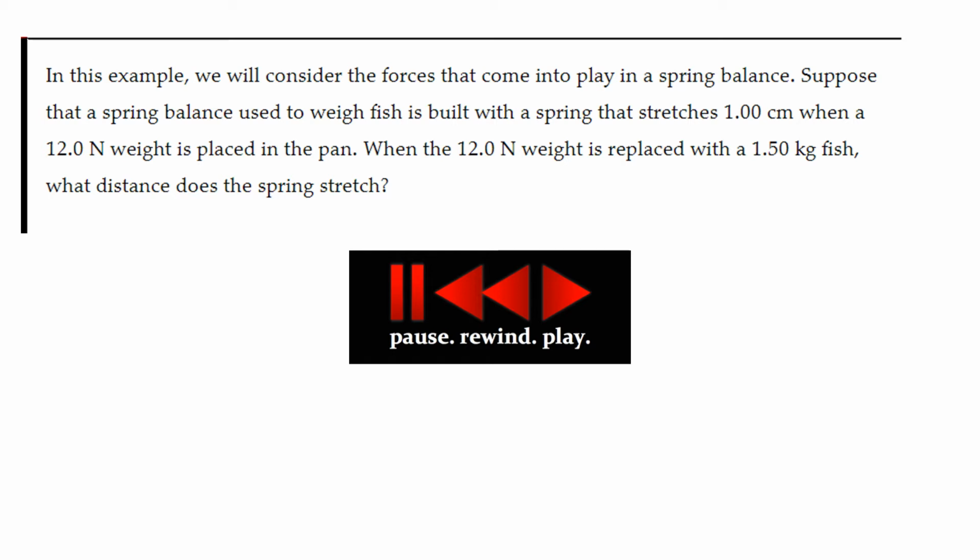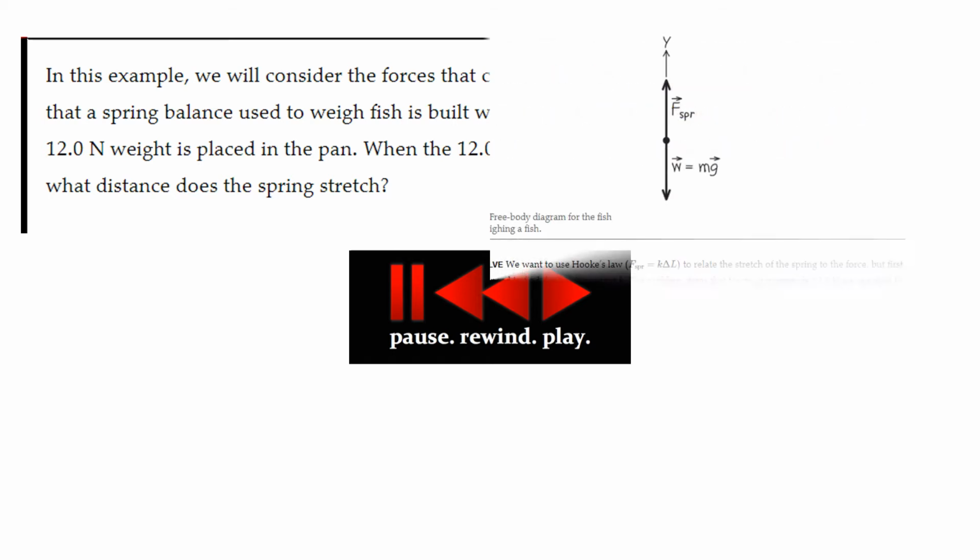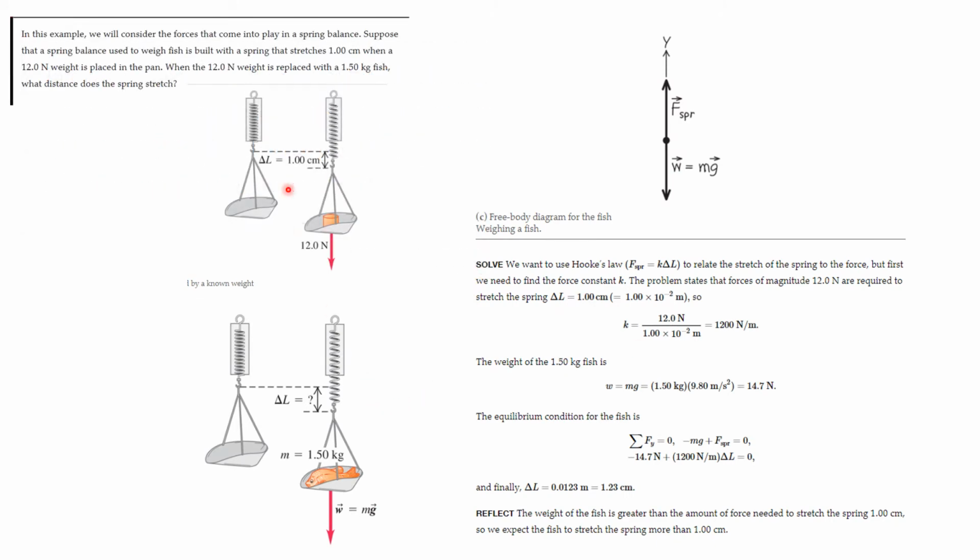Let's see how you did. You could draw pictures. So this was the calibration of the spring. It goes 1 centimeter when that is 12 newtons. But now we're asking how much does it stretch from the equilibrium, and the equilibrium is just when you have the empty pan. When you put a 1.5 kilogram fish there, going down with this fish you have a force that is the force of weight, and that is m, the mass of the fish, which is 1.5 kilograms, times the acceleration due to gravity.